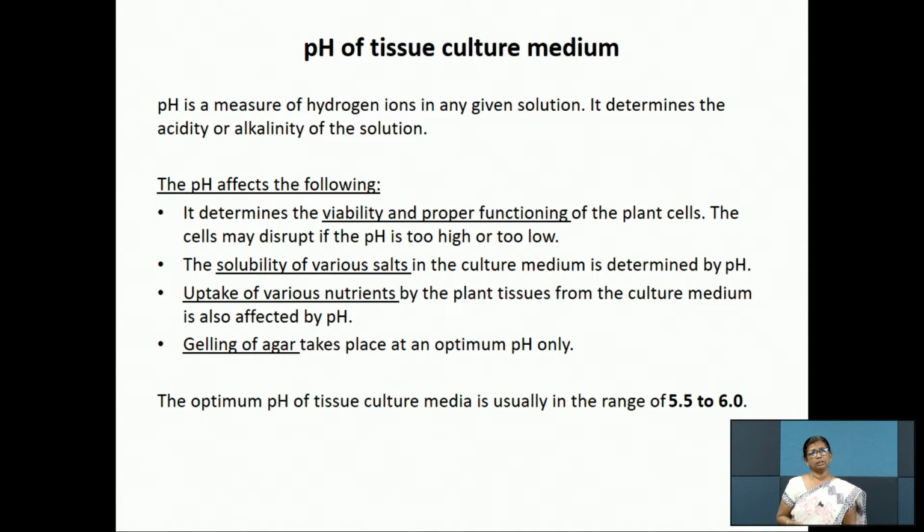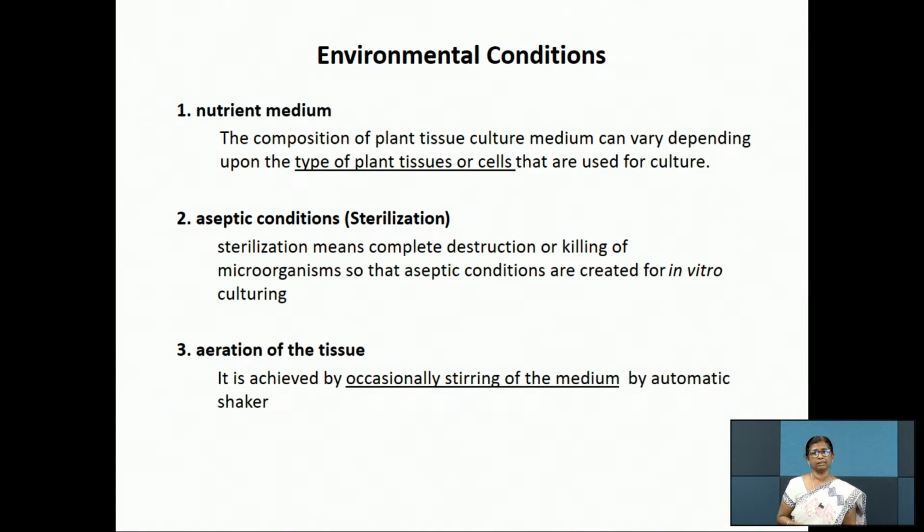Another point is that pH affects the solubility of various salts. If you alter the pH to below 5.5 or above 6, it will inhibit the solubility of various salts. The uptake of various nutrients is also hindered if the pH is altered. And gelling of agar also takes place at optimum pH. So these are the issues if the pH is not maintained properly. Care should be taken to maintain the exact pH of the medium.